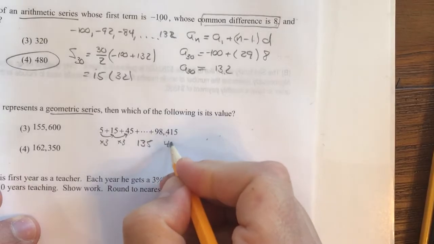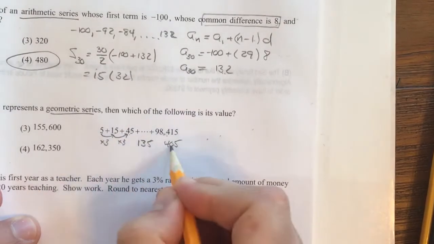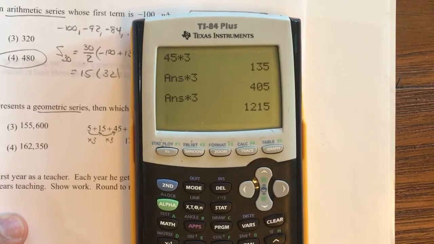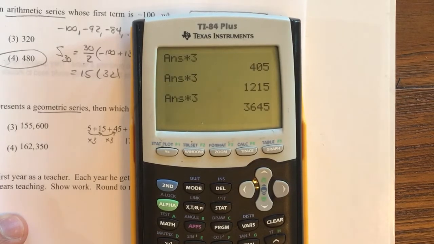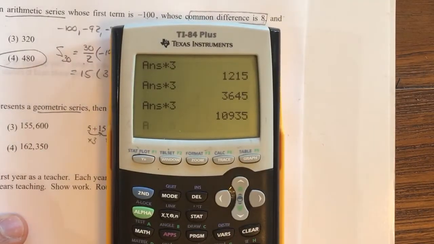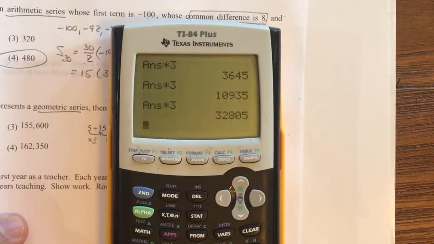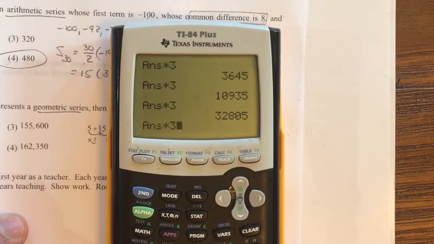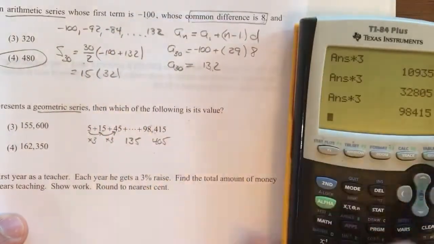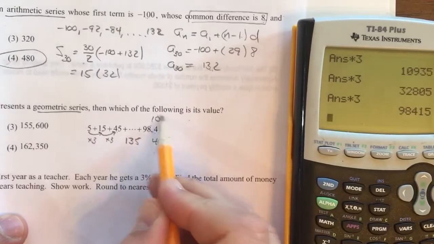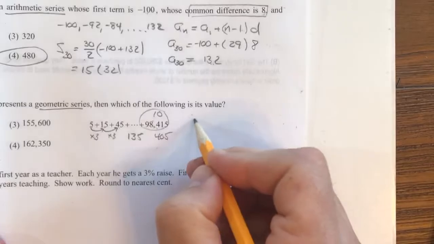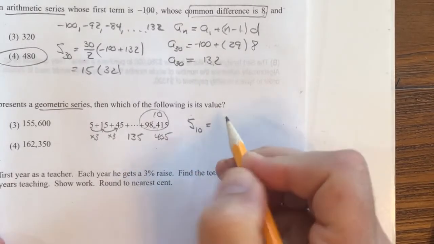I don't know if I want to write them all out, but 1, 2, 3, 4, 5, 6, 7, 8, not quite there yet, 9, 10. There it is, 98,415. There it is. That's the 10th term. That's the 10th term. So what am I doing? I'm trying to add all those numbers up. Add all 10 numbers up.